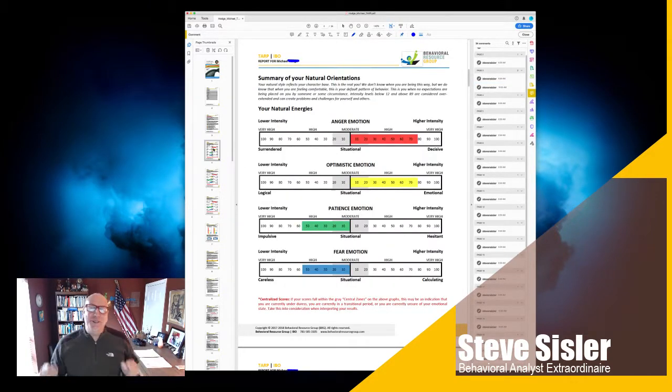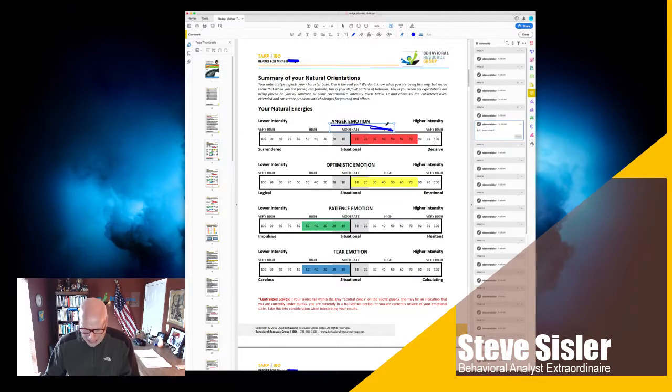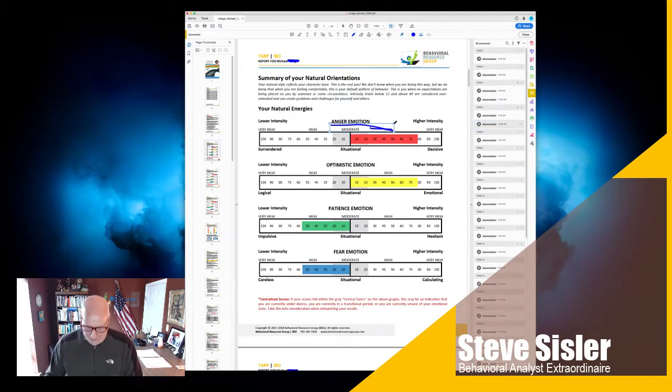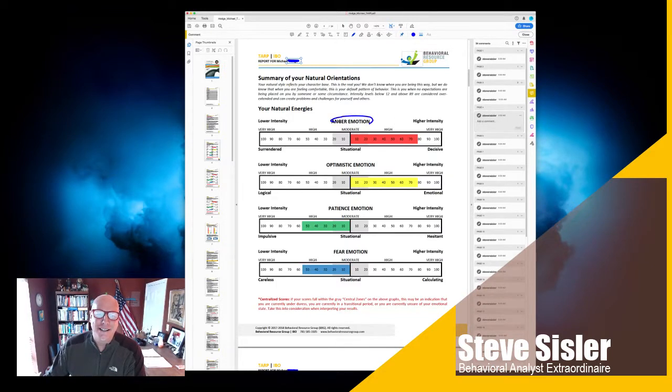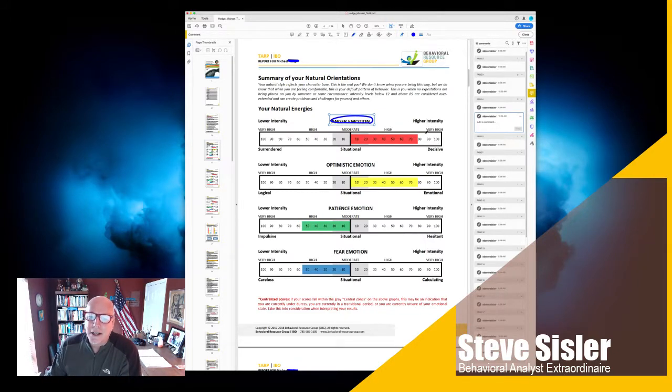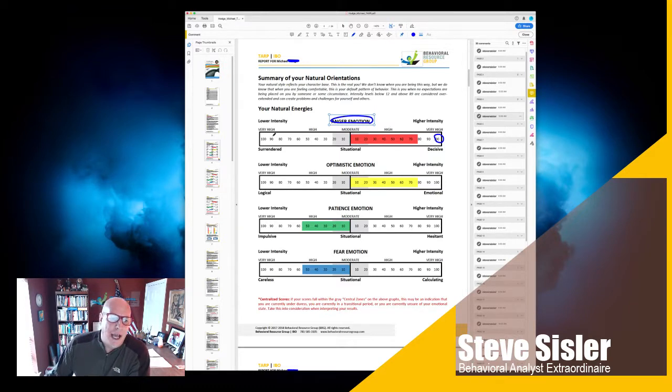The first part is so great and so good. This measures what's known as your natural energies, and I list the 4 primary emotions here. The first one is anger. This is your anger emotion, and what it does is it measures intensity levels. Over here on the right is 100, so very high. And over here in the lower intensity region, it is also very high.